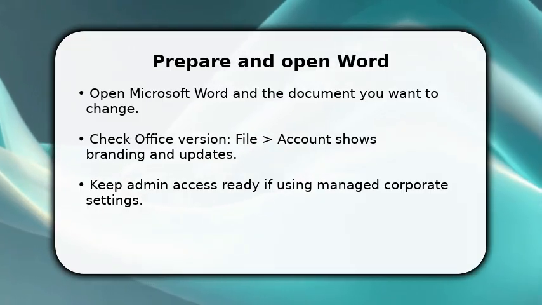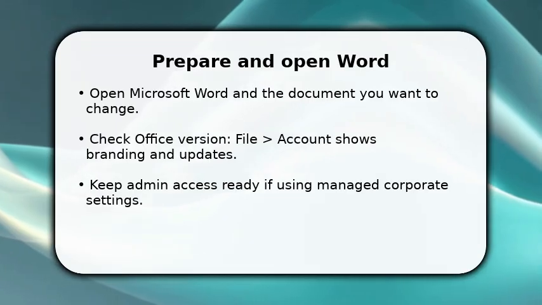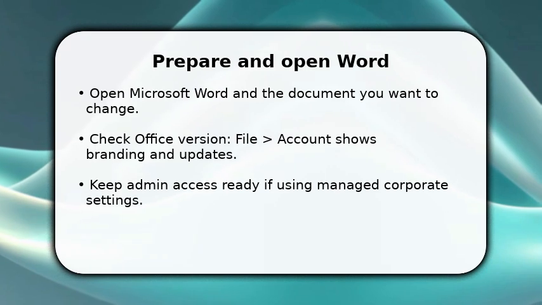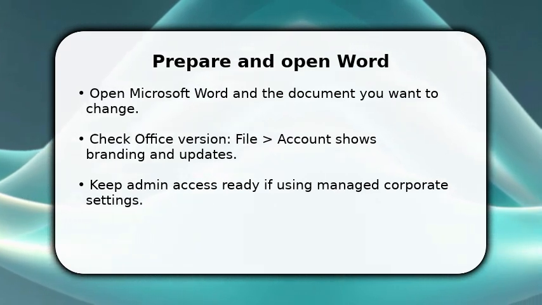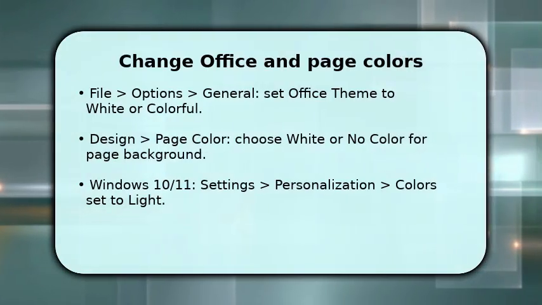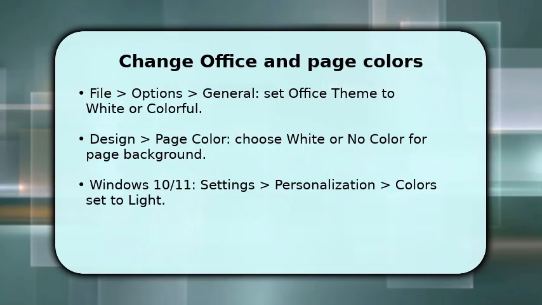Next, select File, Options, General so you can change the Office theme. This is the first actionable step to remove dark mode from the app interface. Now change both the app theme and the page background. In File, Options, General, select Office theme to white or colorful. This flips the interface from dark to light.